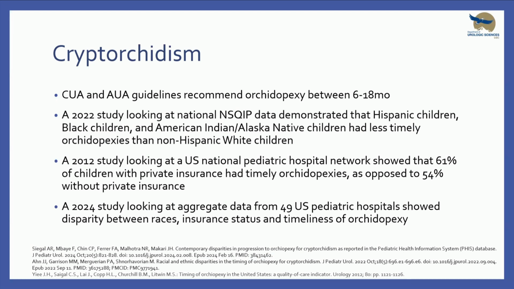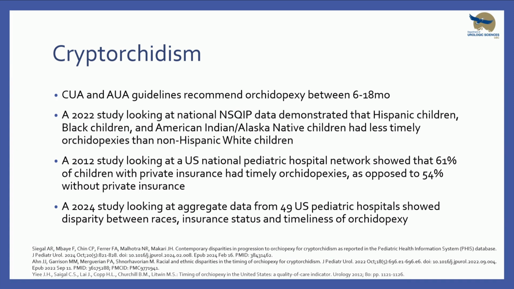For example, a 2022 study looking at American NSQIP data demonstrated that Hispanic children, Black children, and American Indian or Alaska Native children had less timely orchidopexies. That means not fitting within that window of 6 and 18 months than non-Hispanic white children. A 2012 study looked at a national pediatric hospital network in the US and showed that 61% of children with private insurance had timely orchidopexies within that 6 to 18 month range, as opposed to 54% without private insurance.